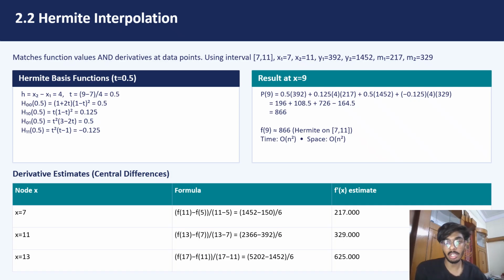We will calculate the result for x equals 9. We will put this into the p of x in the condition. The formula carried out in this interpolation method is p of x equals h0 into x1 and so on. By calculating this, we get the value f of 9, which is approximately 866.711. The time complexity of this is order of n square, and space complexity is also order of n square.